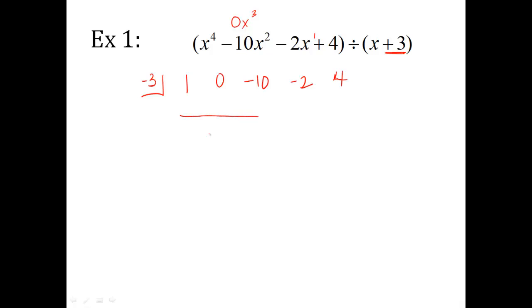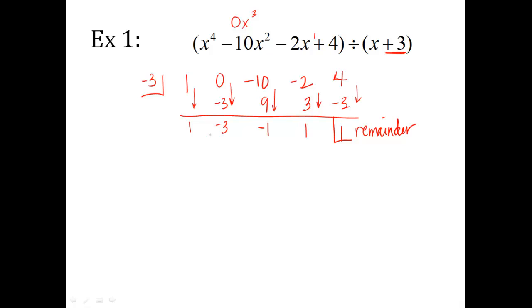Okay, I'm going to draw my line, and I'm going to bring the first number down, 1. 1 times negative 3 is negative 3. Combine like terms, 0 minus 3 is negative 3. Negative 3 times negative 3 is a positive 9. Combine like terms, negative 10 plus 9 is a negative 1. Negative 1 times negative 3 is a positive 3. Negative 2 plus 3 is a 1. 1 times negative 3 is negative 3. Combine like terms, and I get a 1. So whatever you end up over here, this is your remainder.